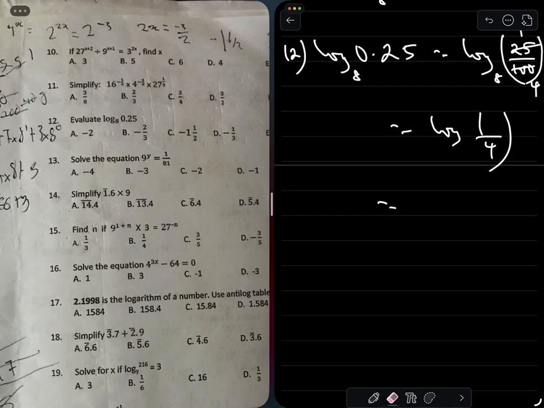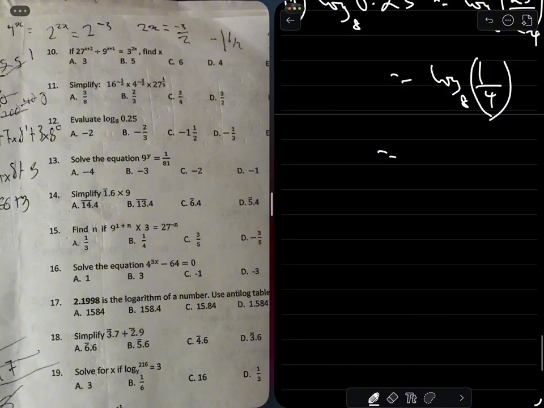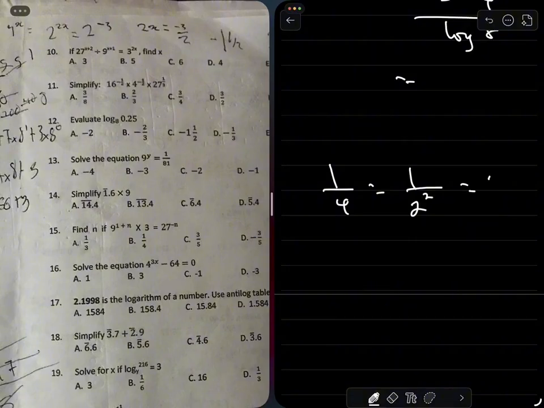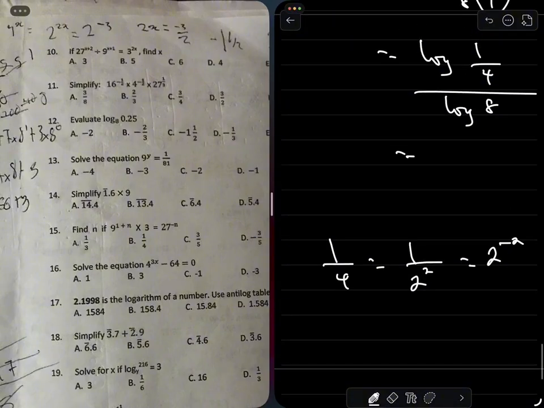That's log 1 over 4 base 8, which means log 1 over 4 over log 8. Look at this, 1 over 4 is the same as 1 over 2 squared, which is 2 raised to the power minus 2. So I'm going to write log 1 over 4 as log 2 raised to the power minus 2. And log 8 will be what? I've done it. Oh, good.